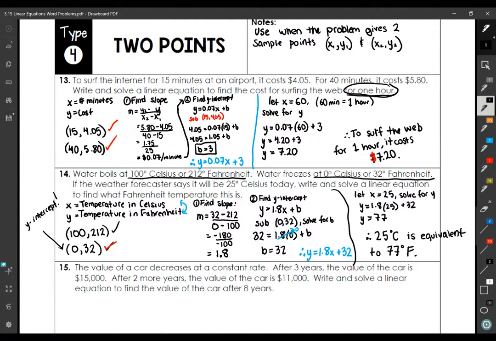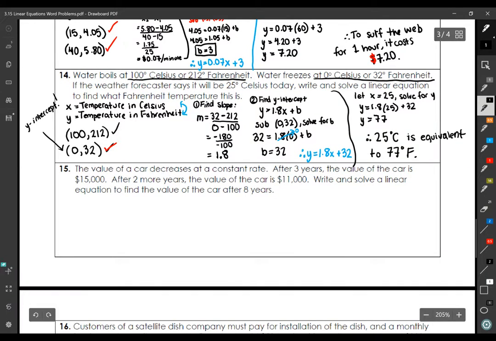Okay? And question 15. The value of a car decreases at a constant rate. After 3 years, the value of the car is 15,000. After 2 more years, the value of the car is 11,000. Write and solve a linear equation to find the value of the car after 8 years.